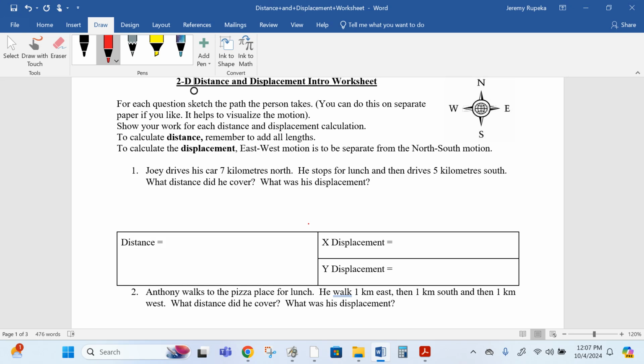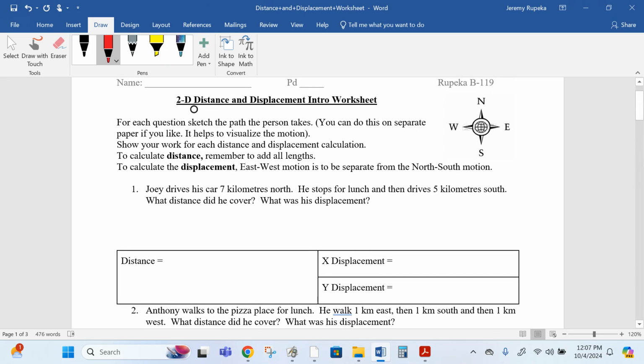All I want to see is what you are adding, or possibly adding and subtracting. Remember, to calculate your distance, all you need to do is add all your lengths. To calculate displacement, east and west motion is kept separate from your north-south motion. If you want to make a note of this compass: if I travel north, that is my positive y. If I go south, that is my negative y. If I travel east, that is my positive x. And if I travel west, that is my negative x value.